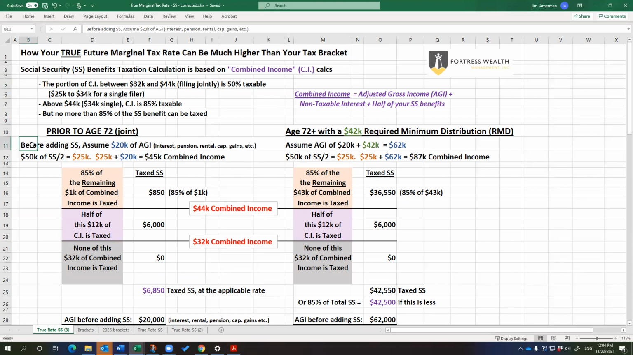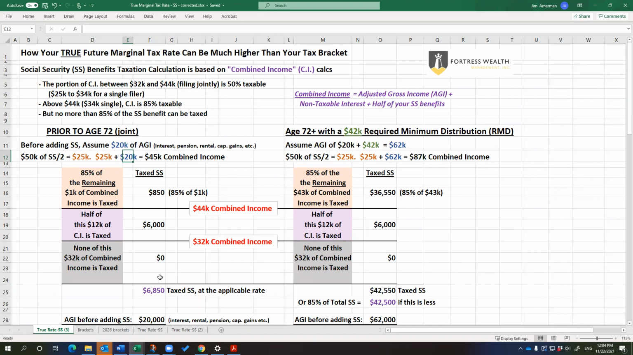So let's say that before adding Social Security, assume that there's 20,000 of adjusted gross income. That could be interest, pensions, rental income, capital gains, etc. And then there's going to be 50,000 of Social Security on top of that. We're going to divide the Social Security by 2, so that's 25,000. And then we're going to add that 20,000 of AGI. So you get 45,000 of combined income.